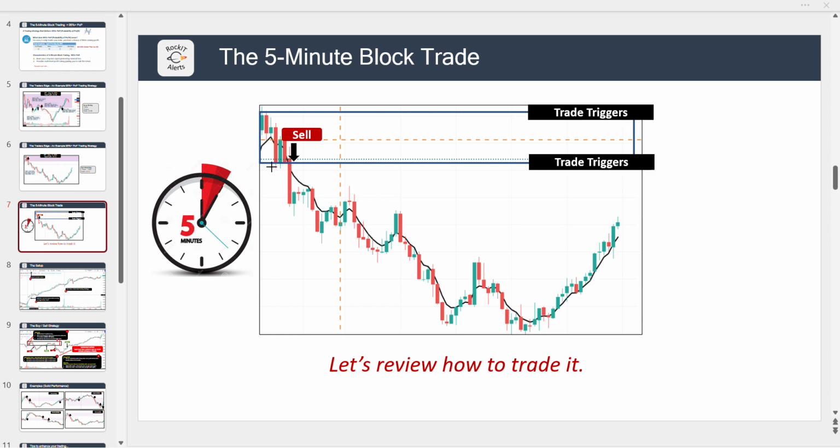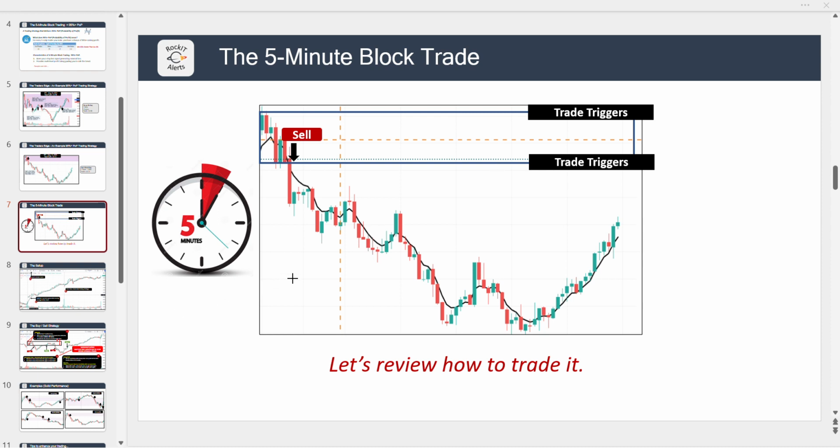So one more example, 1, 2, 3, 4. Wait for the fourth candle to complete, the fourth 5-minute candle. So this is the high. Remember, ignore the wicks, and this is the low.